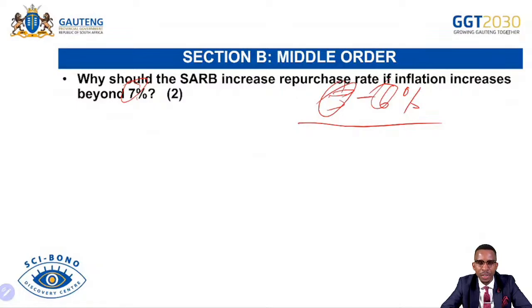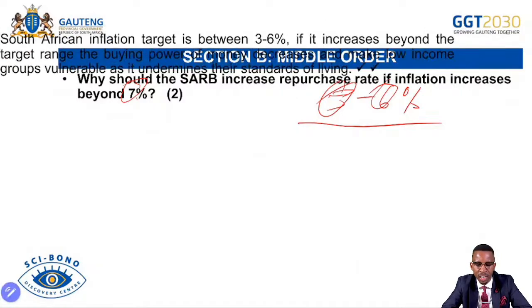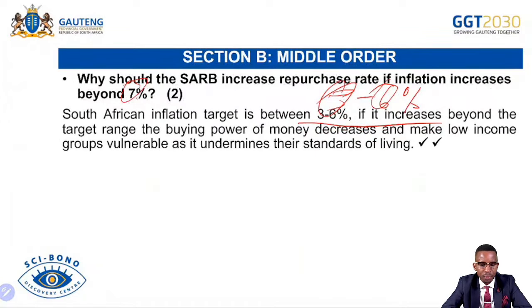So why it's important, I think others have been mentioned indirectly. Let's see. South African inflation target is between 3 to 6%. If it increases beyond the target range, the buying power parity of money decreases and makes the low-income group vulnerable, as it undermines their standard of living. So if we say they become vulnerable, we mean they will find themselves living under poverty because they won't be affording most of the goods and services that are believed to be necessities.